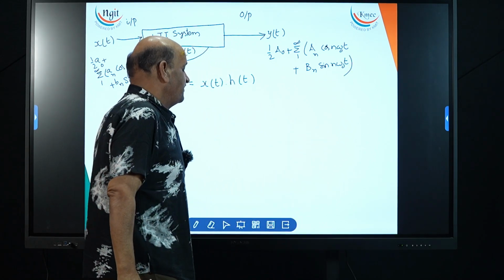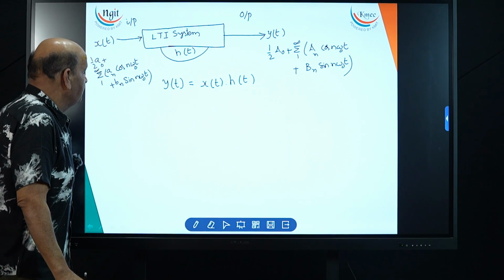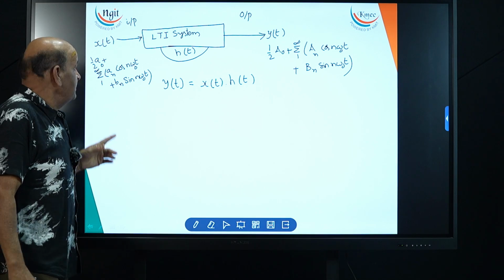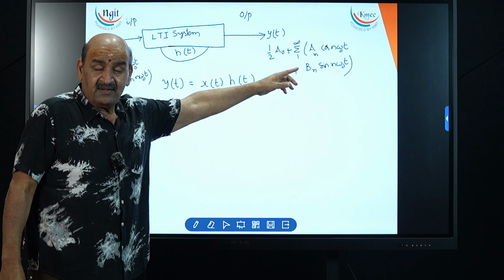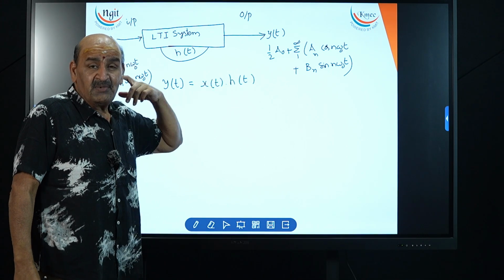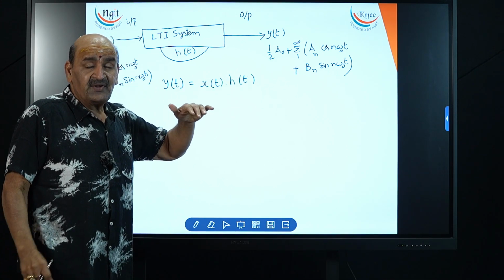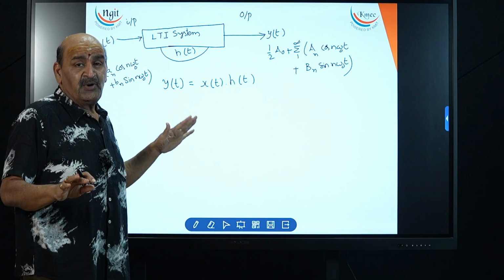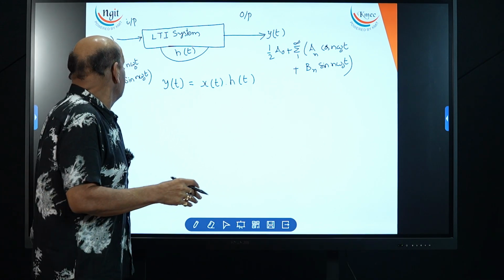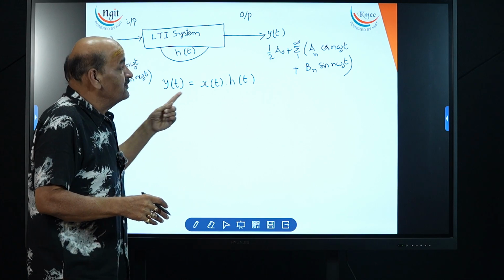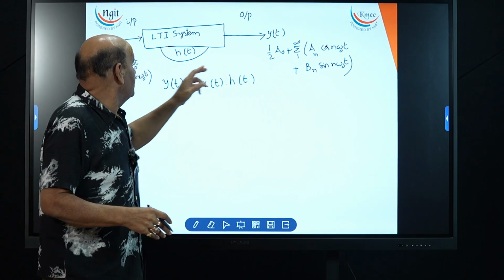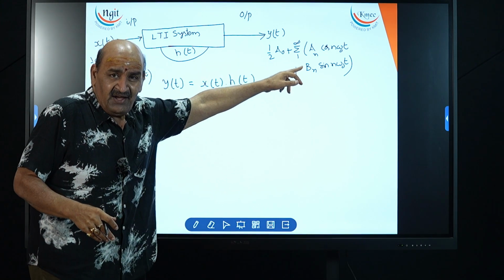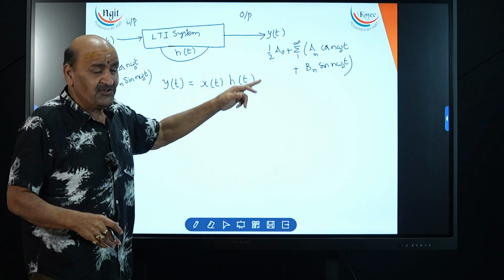Students have to observe very carefully. Is it a Fourier series? Yes, this is also a Fourier series. That means the nature of the Fourier series never changed, but the values changed. Look at small a naught, uppercase A naught, small an, uppercase An, small bn, uppercase Bn.